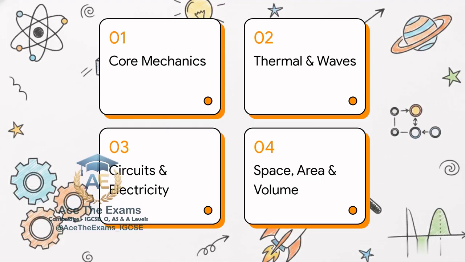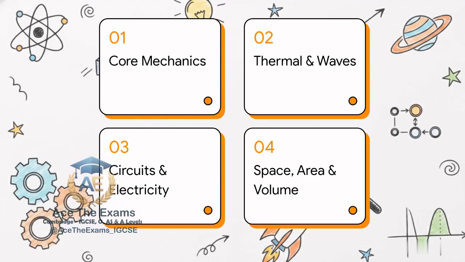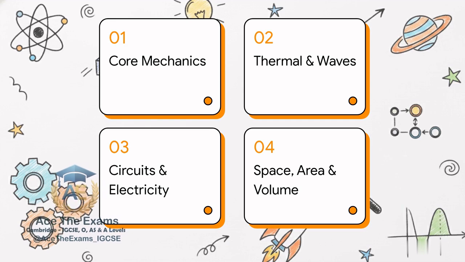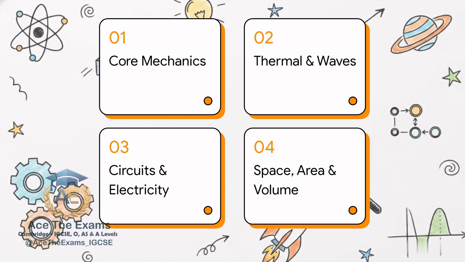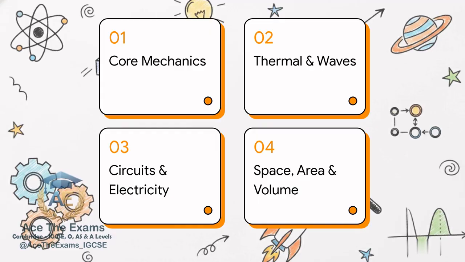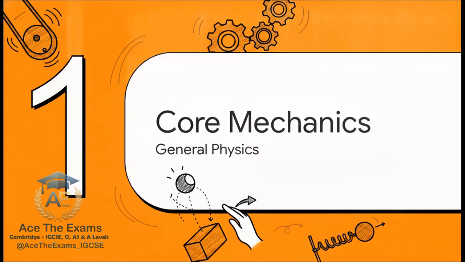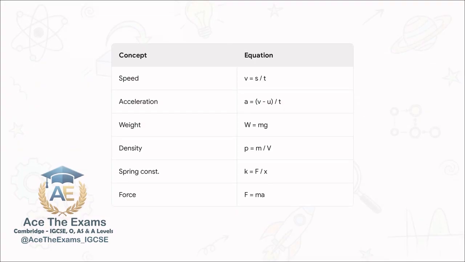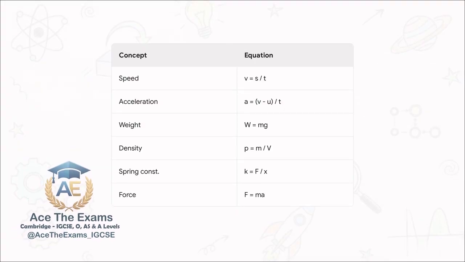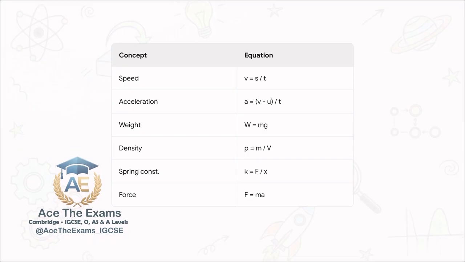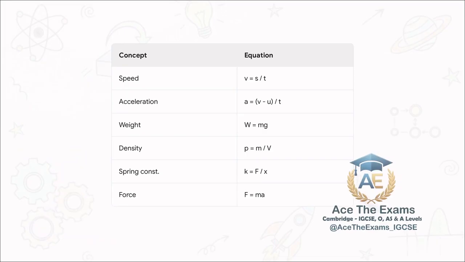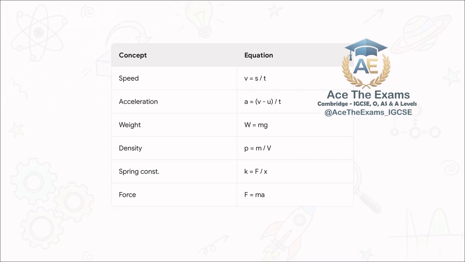So, here's our roadmap for today. First, we'll cover core mechanics. Next, thermal and waves. Then, we'll hit circuits and electricity. And finally, space, area, and volume. All right, let's dive right into Section 1, Core Mechanics and General Physics. So, these foundational equations govern the everyday movement of physical objects, the stuff you can actually see and touch. They help us measure fundamental forces, mass, and velocities.